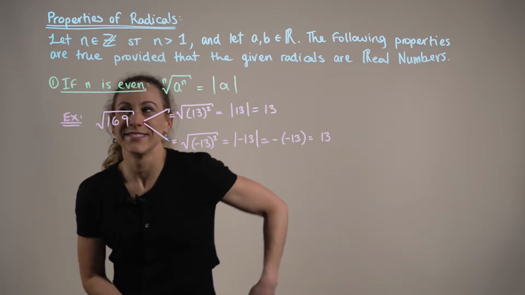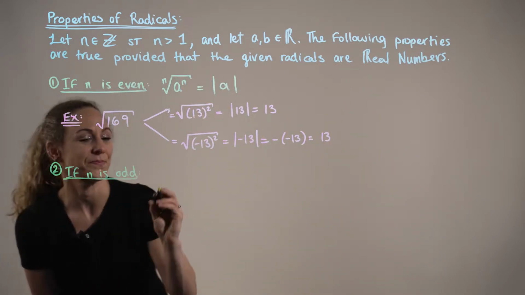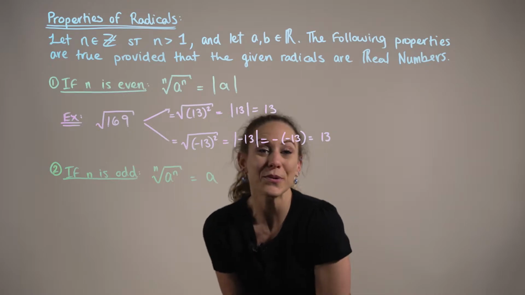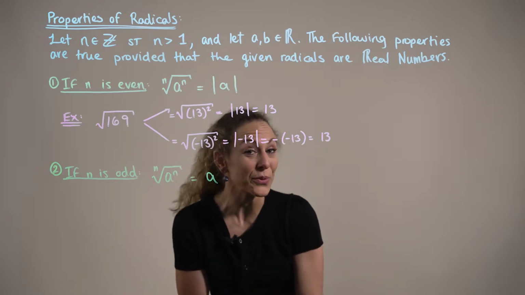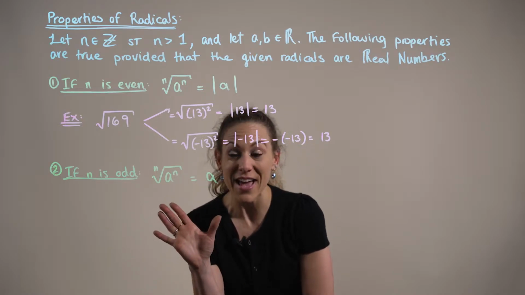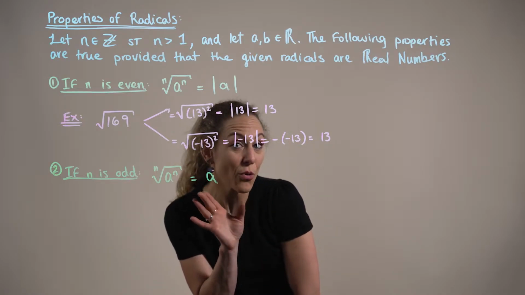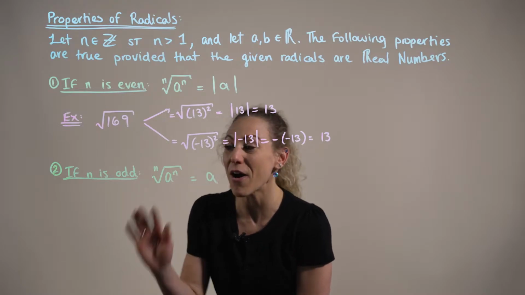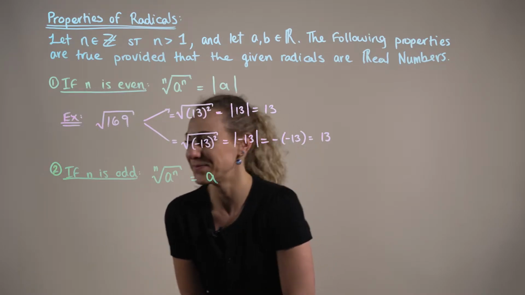Property 2. Now, if our root index is odd, like a 3rd root or 5th root, then the nth root of a to the n is simply a. And this is because we know we have no domain restrictions on odd root radicals. Property 3.